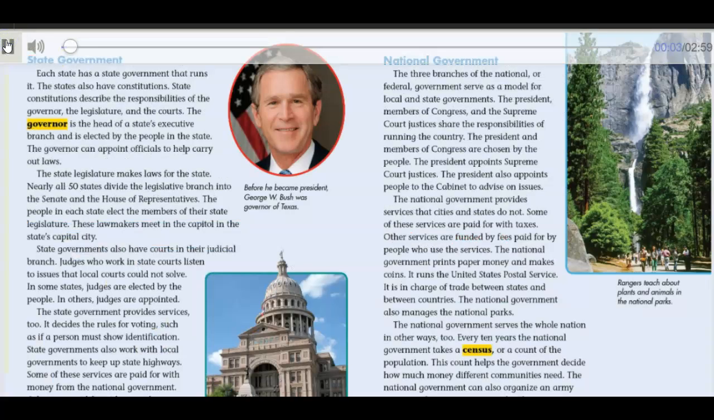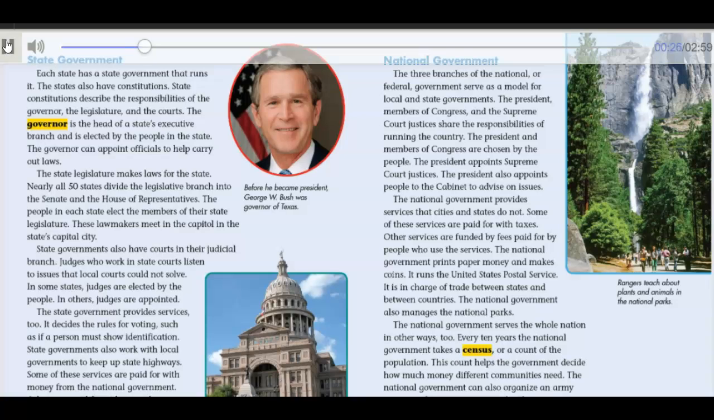Each state has a state government that runs it. The states also have constitutions. State constitutions describe the responsibilities of the governor, the legislature, and the courts. The governor is the head of a state's executive branch and is elected by the people in the state. The governor can appoint officials to help carry out laws.